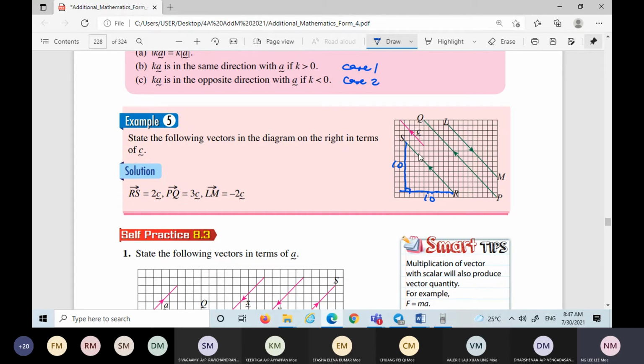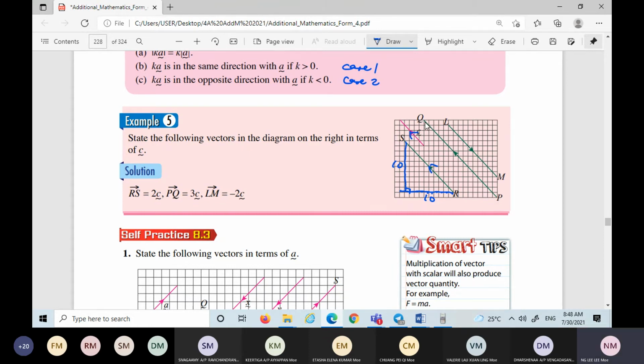So it's double. Okay, and then same direction, pointing up there, same direction. So it's positive. Okay, so RS is positive, and then double the C, so it's 2C. How about PQ? PQ is also the same direction as C, so it's positive.